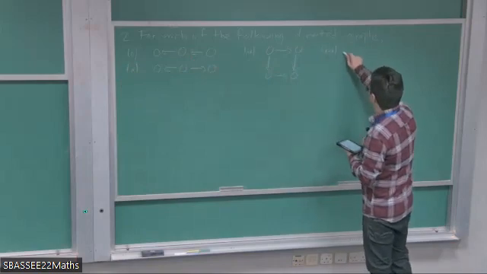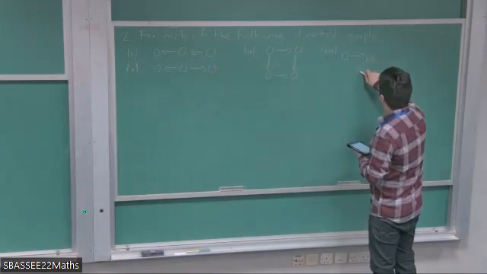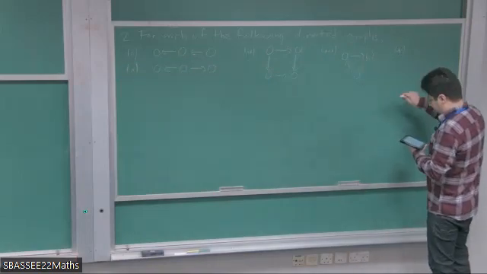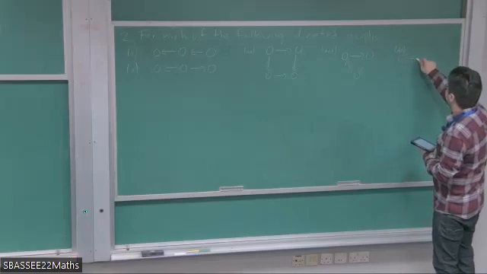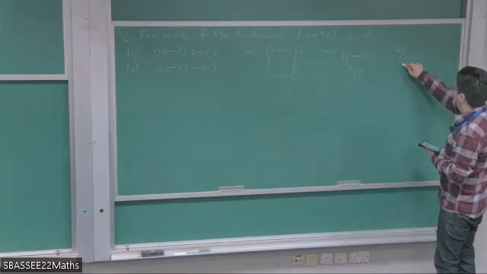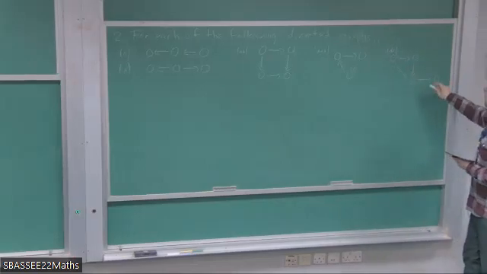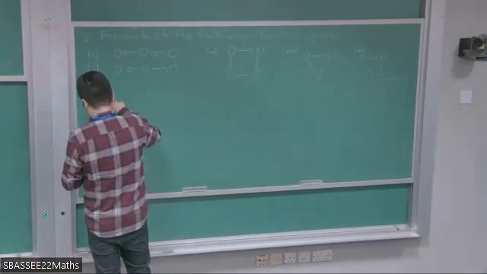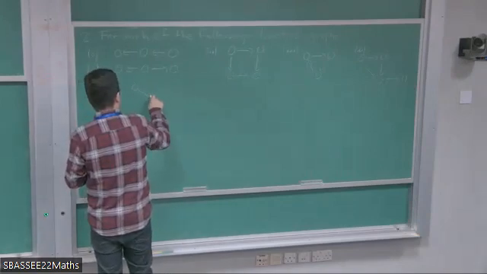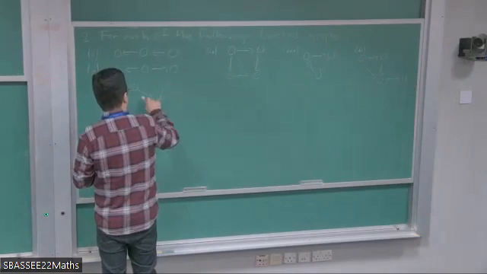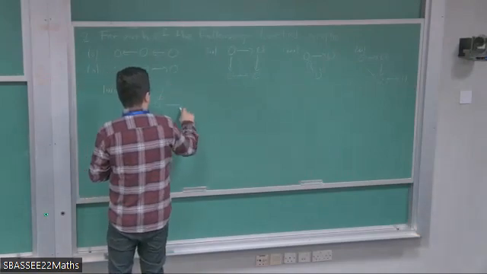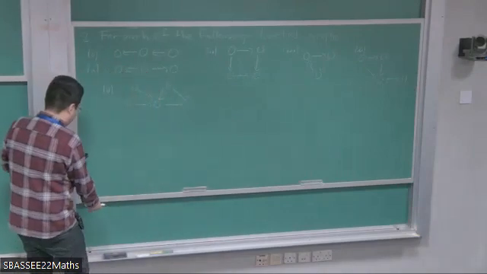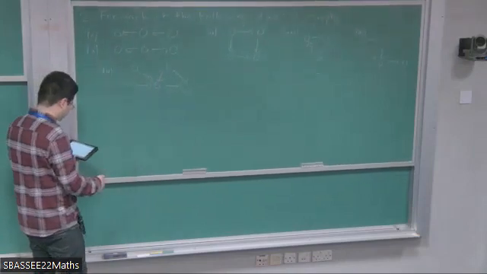Then the third one is going to be this, the fourth one is going to be this one. And one last one in case you're done with the other ones. This one. Okay, so these are 5 graphs plus 1 extra.